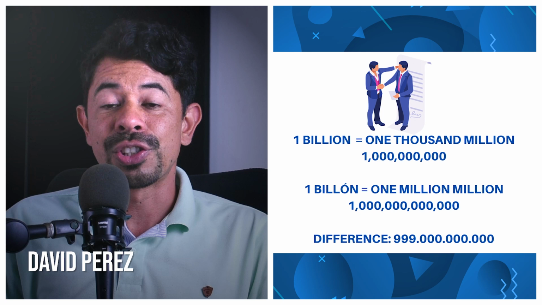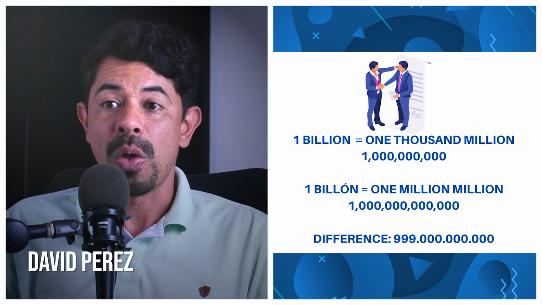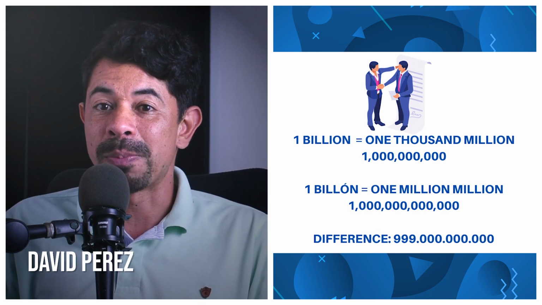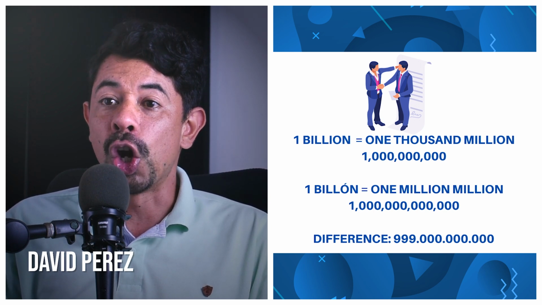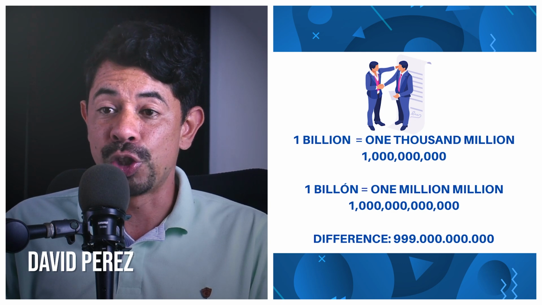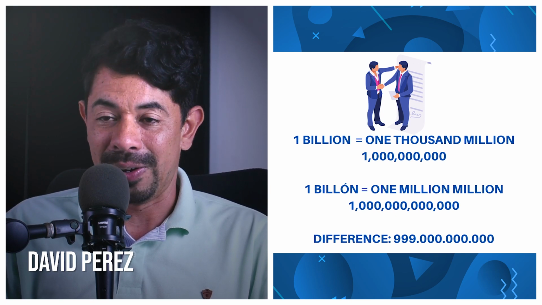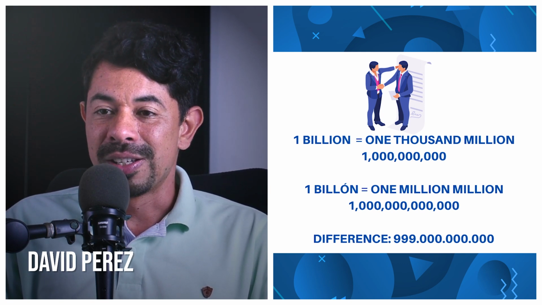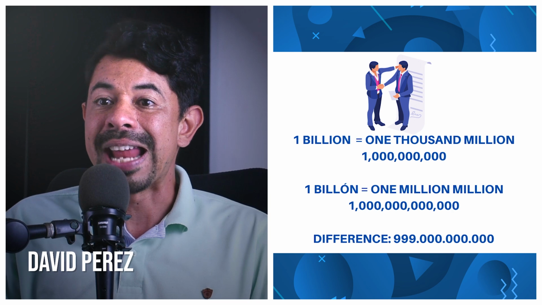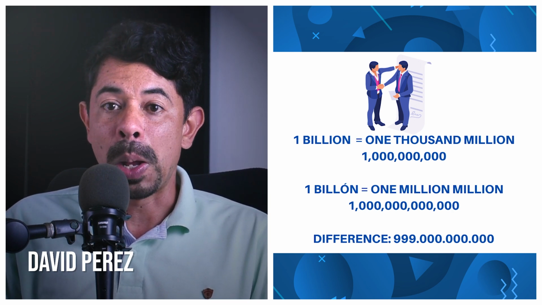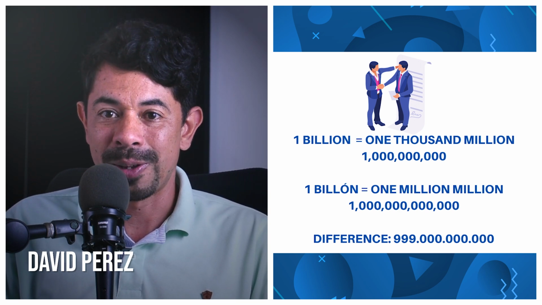1 billion in English corresponds to 1,000 million. 1 billón in Spanish corresponds to 1 million million. So 1 billion is a 1 with 9 zeros, and 1 billón is 1 and 12 zeros.